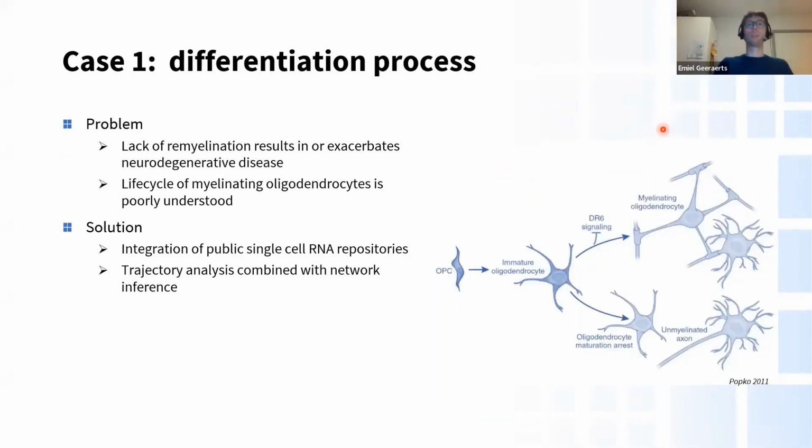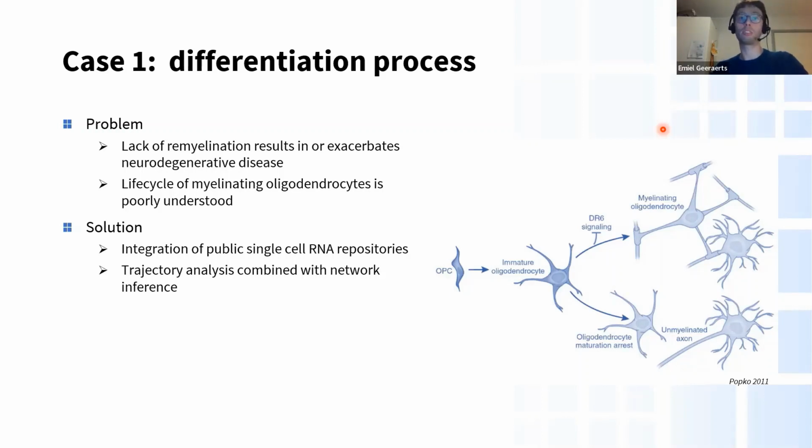The first case that I would like to highlight is a differentiation process where we were looking at oligodendrocyte differentiation in the brain. This is very relevant because diseases of the brain that include remyelination are severely hampered by our lack of understanding of how these oligodendrocytes reproduce and differentiate. Here, what we did is leverage public, already available single-cell RNA repositories.